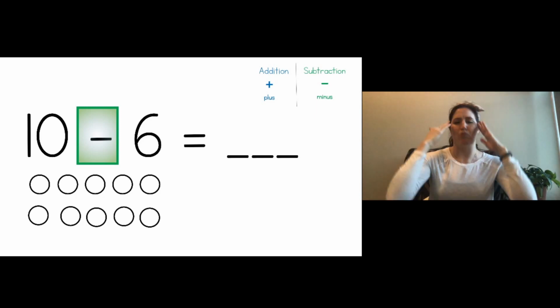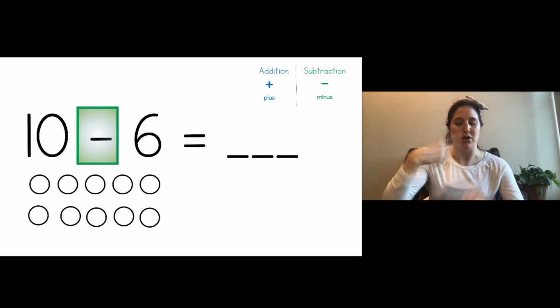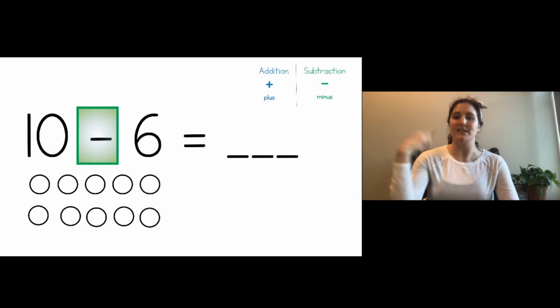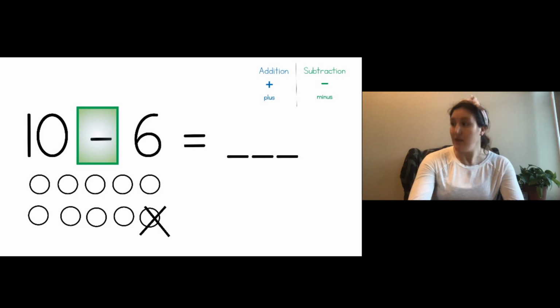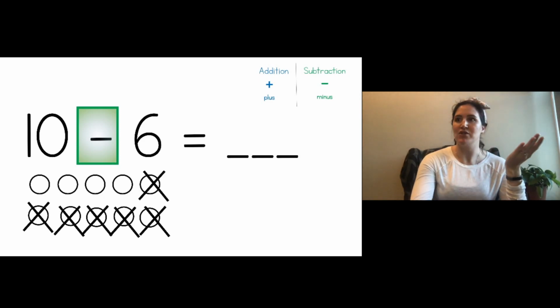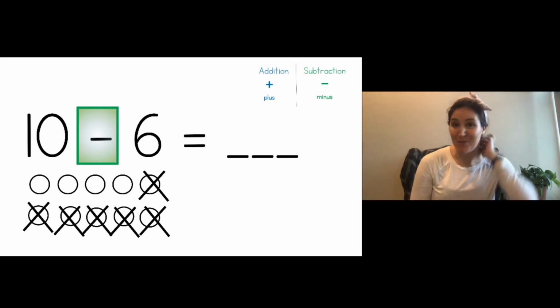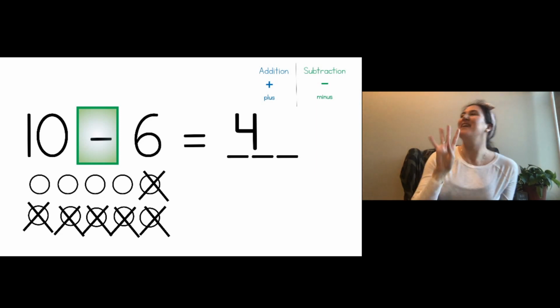We have to work really slow, stop to think with our brain, is it plus or minus, so we don't make any mistakes. So minus 6, cross off 6 circles. 1, 2, 3, 4, 5, 6. So then how many circles are left? You count them. What number did you get? Yeah, there's 4 left. Write a 4.